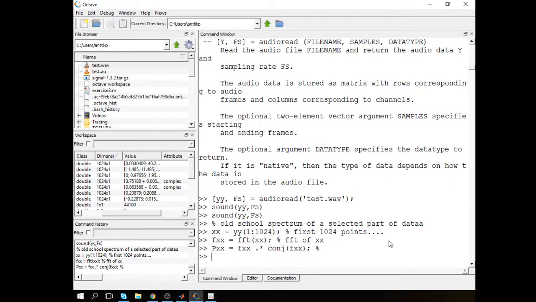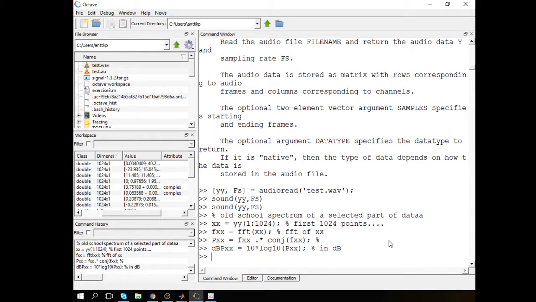But any power you ever handle, especially on the spectrum, you always handle in decibels. So dB Pxx equals 10 times log10 of that Pxx. 10 because the Pxx is already a power, in dB. Okay.